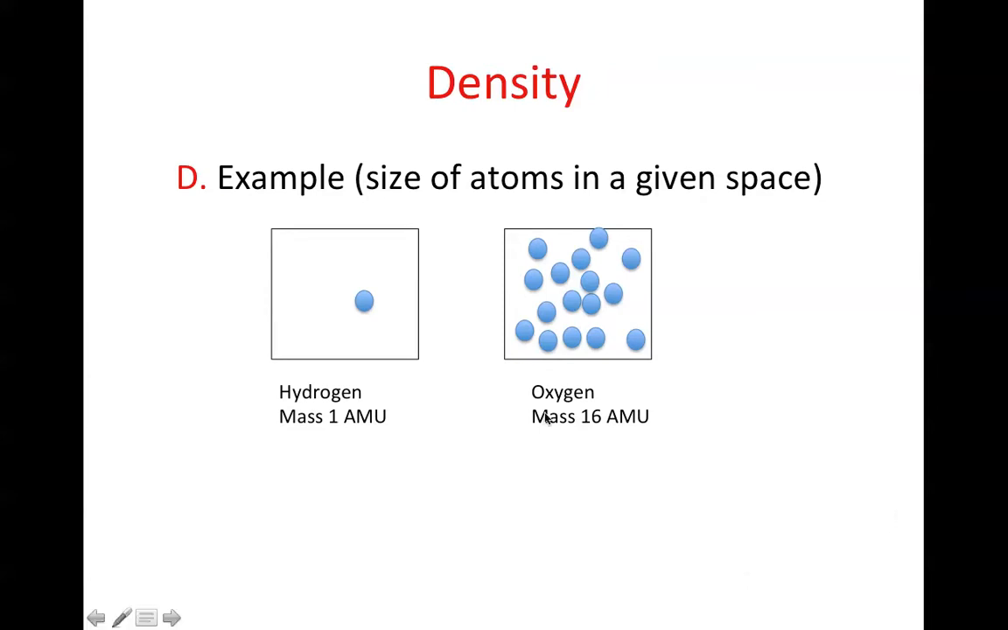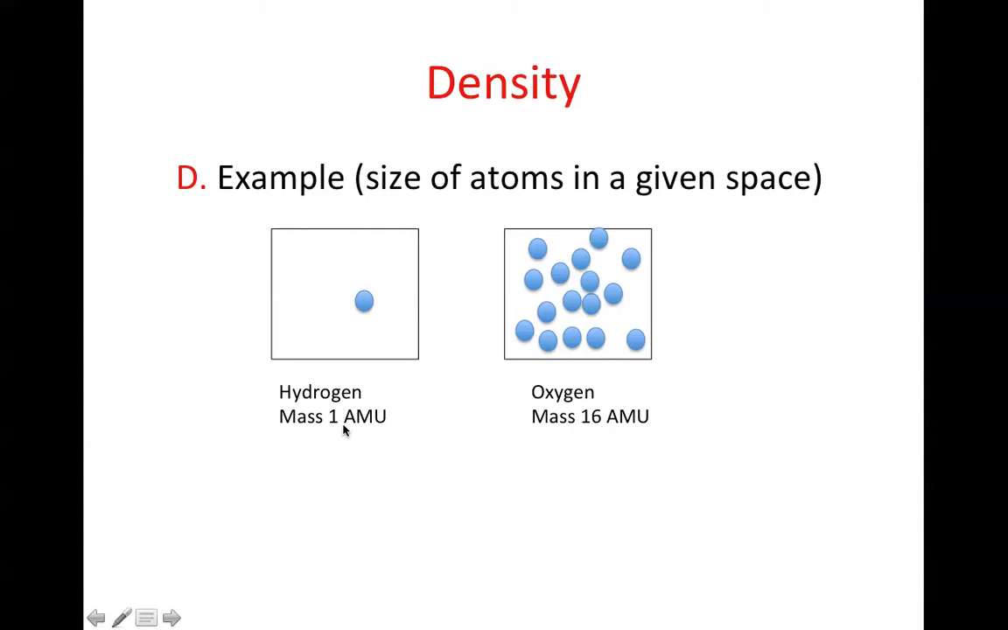So if you notice, hydrogen has a mass of 1 AMU. So given the same space, the same volume, there's only 1 atom per this given space. Compare it to oxygen. Oxygen has a mass of 16 AMUs. That means 16 particles in this given space. So oxygen is more dense than hydrogen.